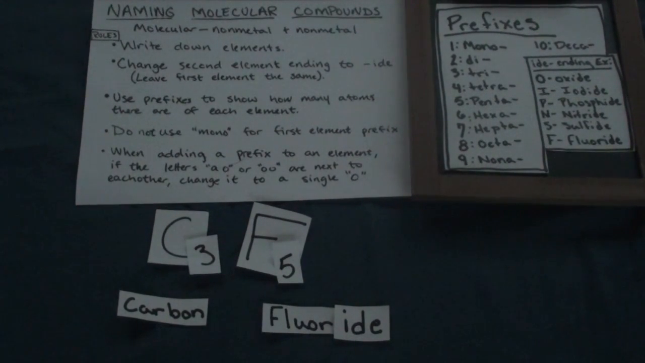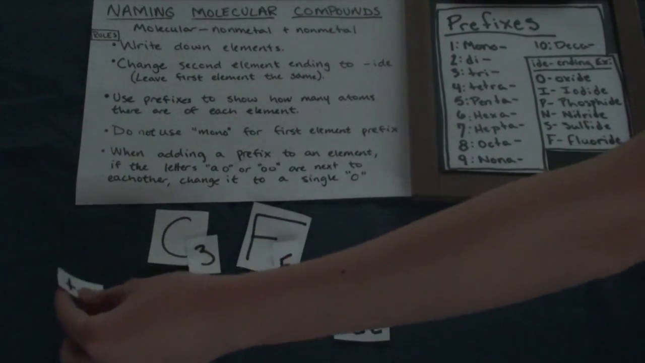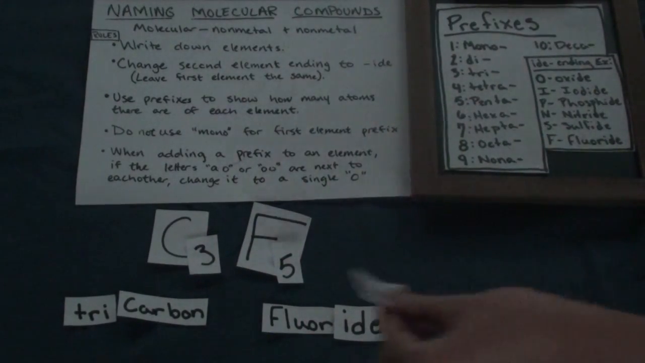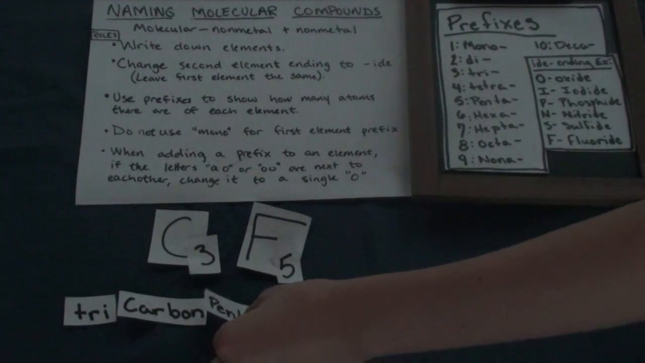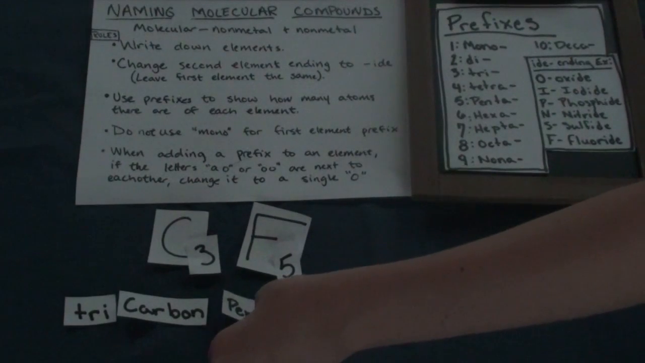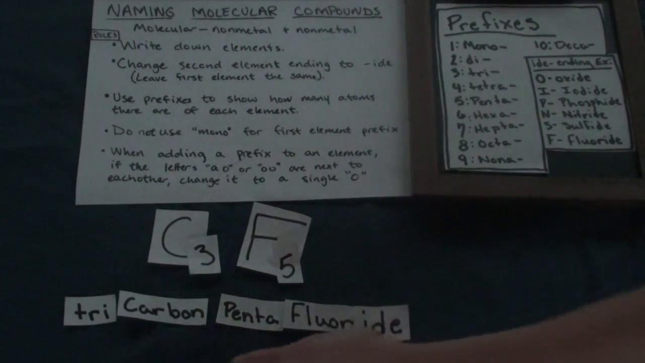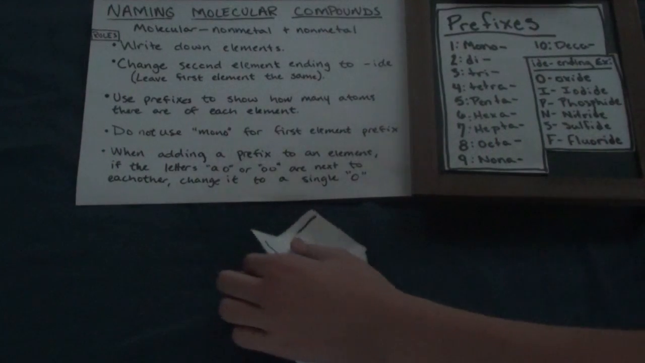Now we need to look at the prefixes to show how many atoms there are of each element. For this example, since there are 3 carbon, we need to make it tricarbon, and since there are 5 fluorines, we need to make it pentafluoride. This equation is tricarbon pentafluoride. Let's look at the next rule.